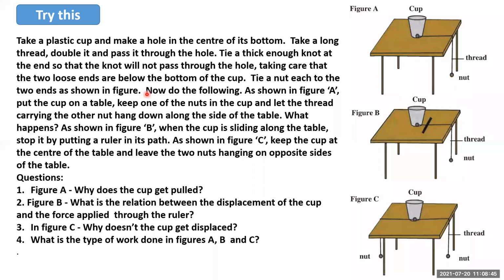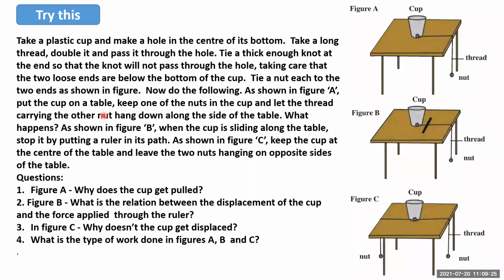Now do the following. As shown in figure A, put the cup on the table, keep one of the nuts in the cup and let the thread carrying the other nut hang down along the side of the table. What happens? One nut is in the cup and the other is hanging from the table. Think over what gravitation actually does on it.